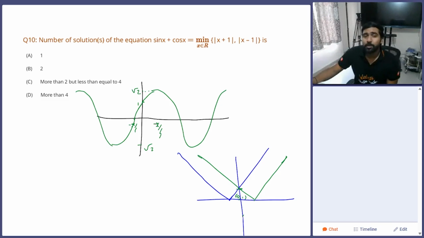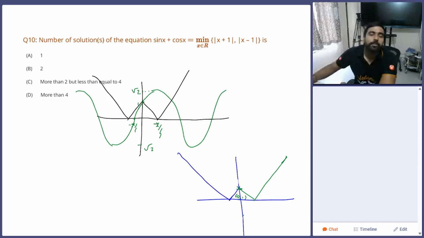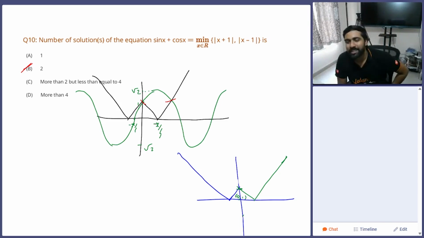Now I want the minimum. So in all the regions, I will eliminate the bigger graph and only keep the smaller graph over here. What this exactly looks like when you plot it on top of this graph is something more on the lines of this over here. So how many points is it going to meet? It will meet at exactly 2 points, meaning that you will have exactly 2 solutions for this expression over here.